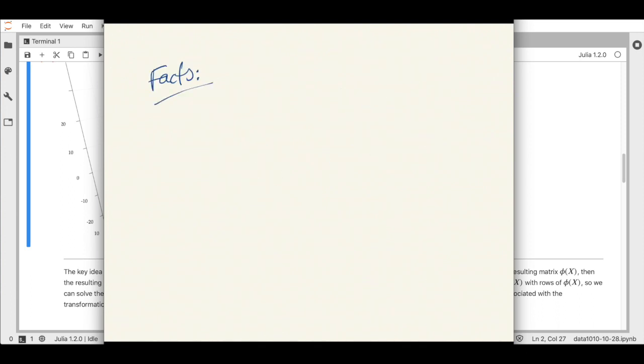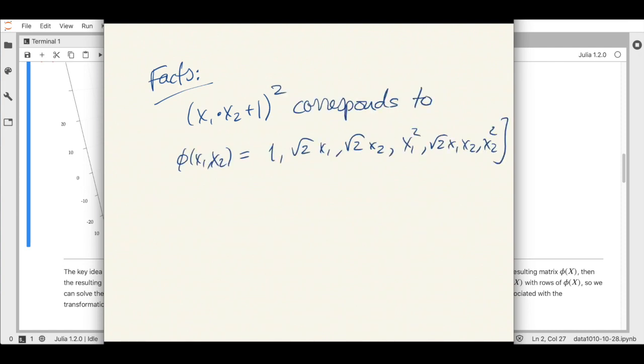And here are a couple of facts about the connection between those kernels k and their corresponding maps phi. x1.x2 plus 1 squared, so this is the degree 2 polynomial kernel with gamma equals 1 and r equals 1, corresponds to this map from 2-dimensional space into 6-dimensional space. So we get a constant feature, we get the 2 original features scaled by some modest scaling constant square root 2, and then we get the 3 quadratic combinations of the original regressors. In other words, just using this kernel function gives us the same result we would have gotten had we augmented our feature space with quadratic combinations of the regressors, assuming we included these particular constants.